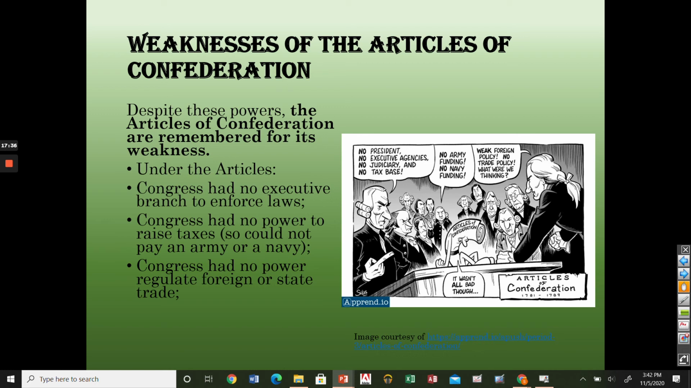Congress had no power to regulate foreign or state trade. So New York might pass one set of laws or taxes against trade coming in from Europe. Virginia might have a different set of laws. So this kind of creates chaos throughout the country.